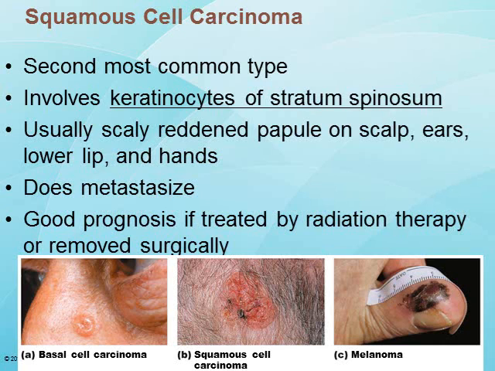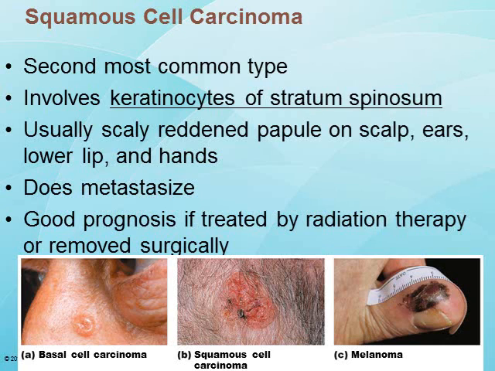Okay. And the second one is squamous cell carcinoma, like showing this picture here. That's the second most common type of the 3 different skin cancers, and it normally involves the keratinocytes of the stratum spinosum. That's the second deepest layer of the epidermis, and those cells will start to divide and become a cancerous tumor.